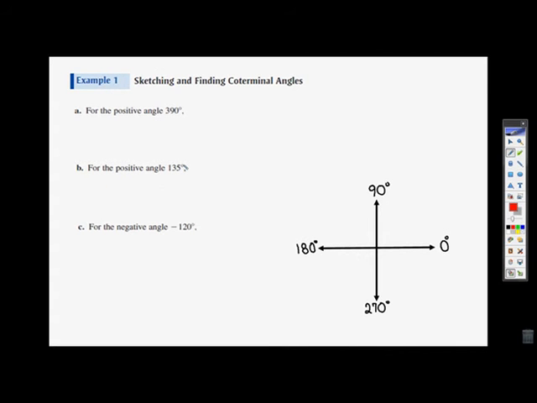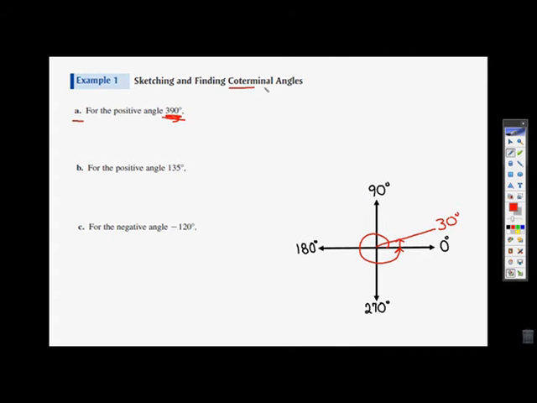All right, here's a little practice sketching and finding coterminal angles. Here, if we look at letter A, positive angle 390 degrees. So if I start here on my initial side and I open up a full revolution, that is 360 degrees, but we want to go 390. So I'm going to open that up another 30 degrees. So we started on our initial, we did a full revolution of 360 plus this extra little 30-degree chunk. So we have our 390 degree angle. I've sketched it here, and we know for sure it does fall in quadrant 1.